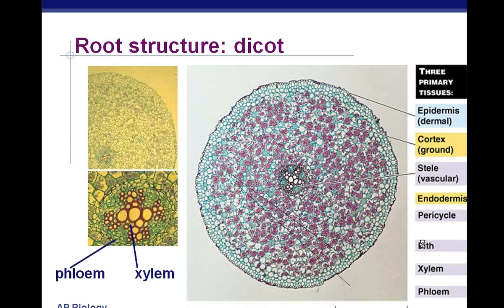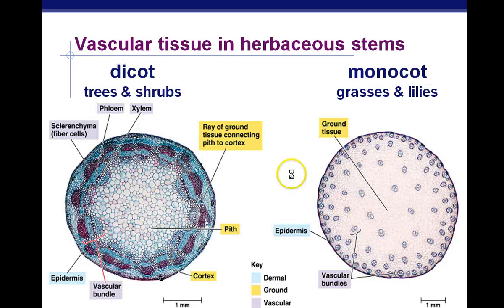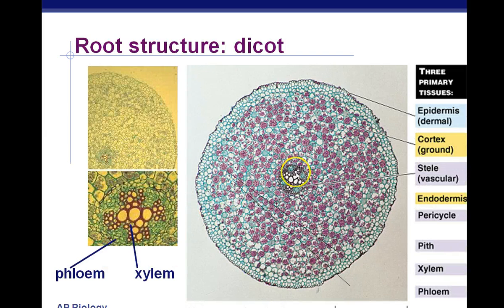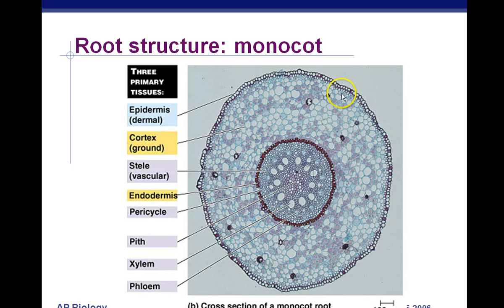The root structure is a little bit different in a dicot. In a root structure, instead of rings, we have this kind of cross-shaped arrangement for xylem and phloem. So it's a little bit different in the root versus the stem for dicots. Vascular bundles are in a ring in the stem of a dicot, but in the root it makes a little cross. For a monocot, the xylem and phloem is arranged in a ring in the root.